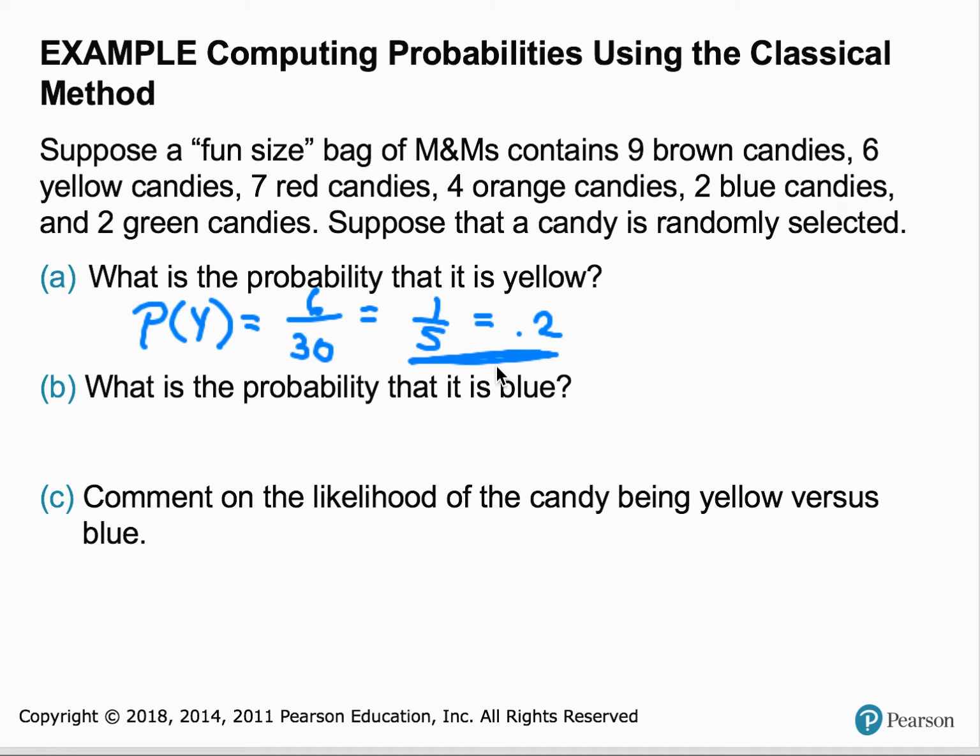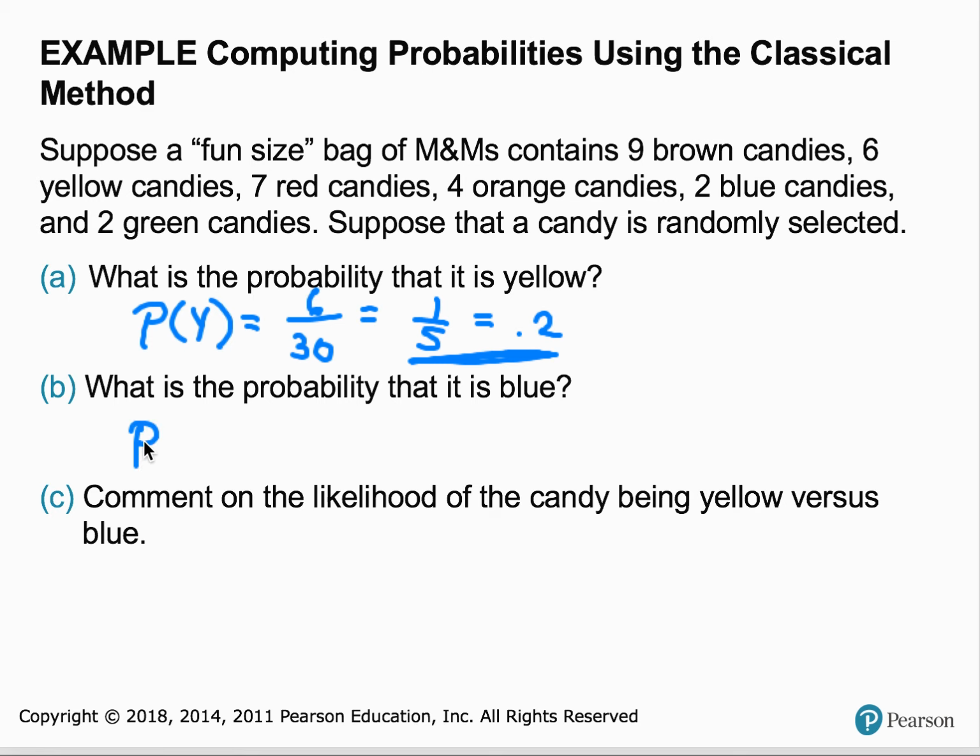So either of these are perfectly acceptable answers. Pay attention to the way your homework wants you to leave your answer, but this needs to be reduced. And by the way, your calculator will reduce your fractions for you. If you don't know how to make your calculator simplify your fractions, let me know.